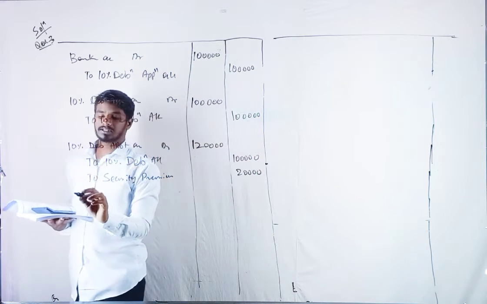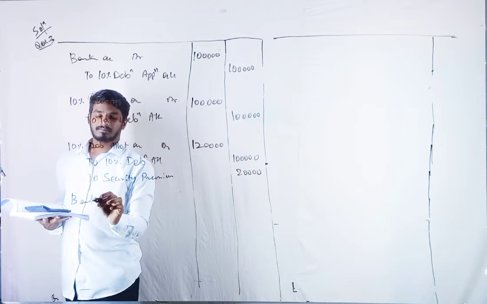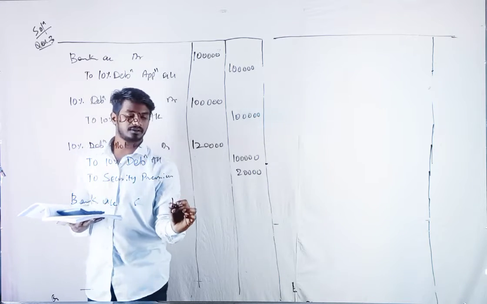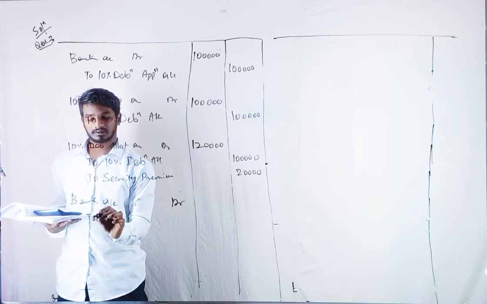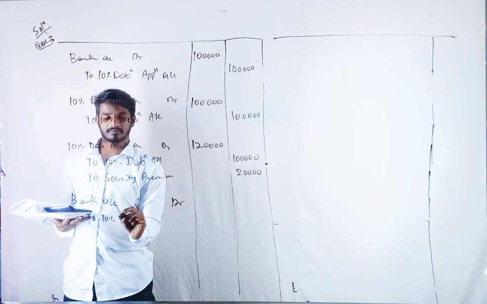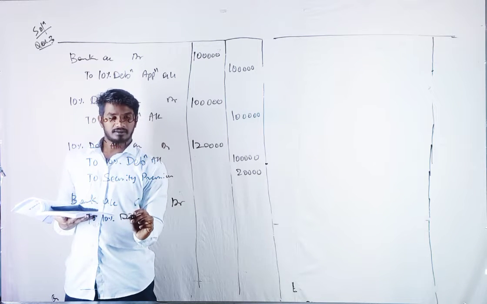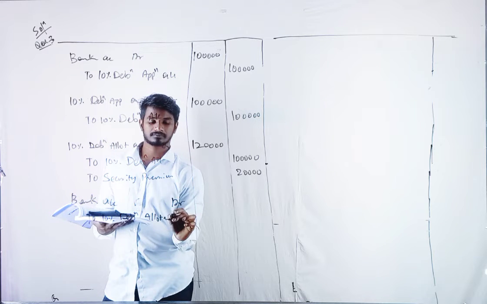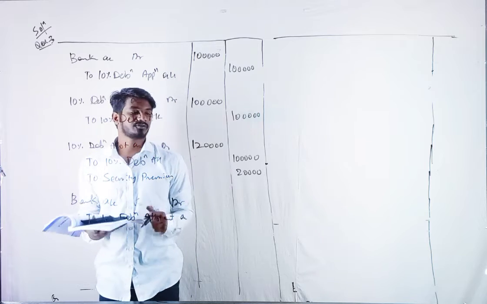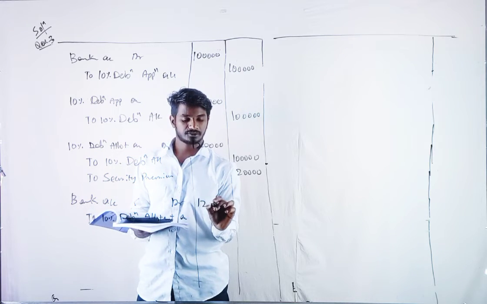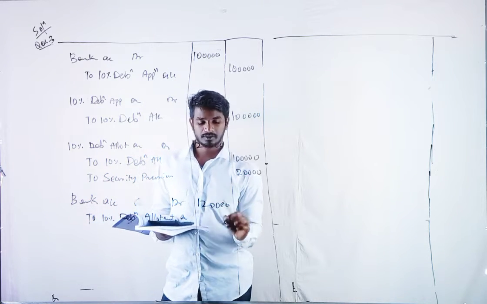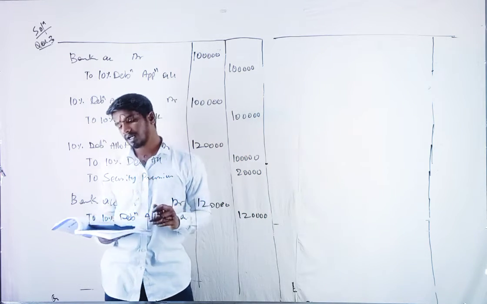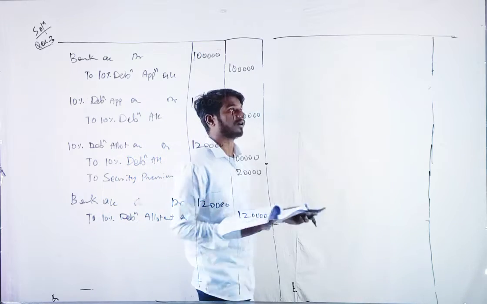You should receive: bank account debit to 10% debenture allotment account. How much should we receive? 1,20,000. Is that right? Yes, that's right.